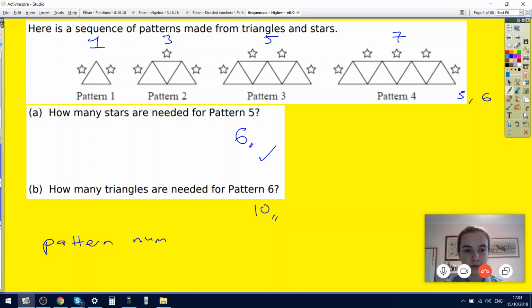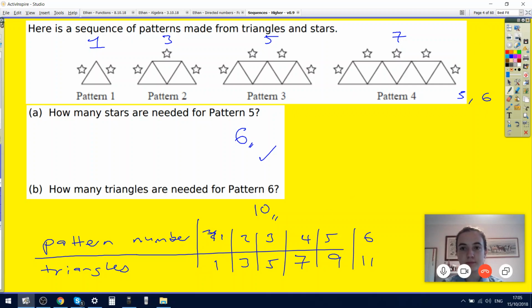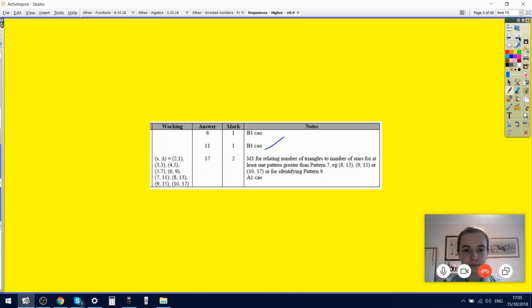So pattern number and number of triangles. And if you do that, you can say 1, 2, 3, 4, 5, 6, and triangles 1, 3, 5, 7, and you can kind of see that it's going up in twos, starting one below, and that way you don't need the diagram. Okay.